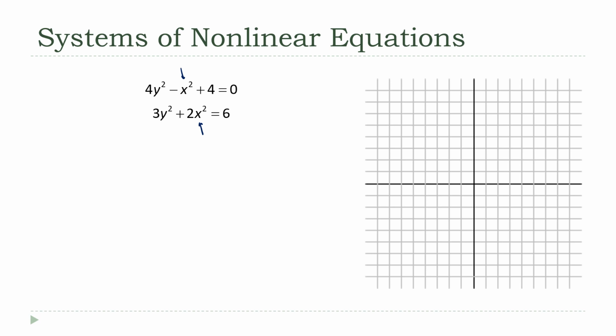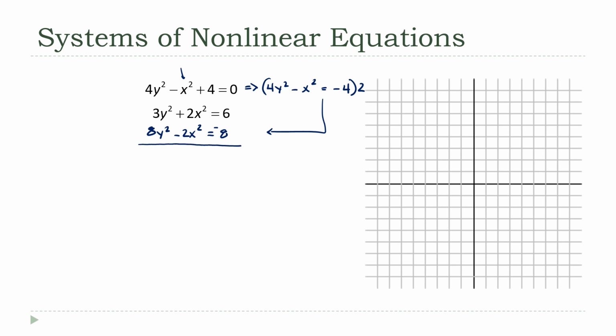So first, I'm going to take this one and do the obvious. I'm going to move that 4 over. I'm going to make this 4y squared minus x squared equals -4. And then I'm going to multiply it by 2 and write that down here under the other one. So this will be 8y squared minus 2x squared equals negative 8.